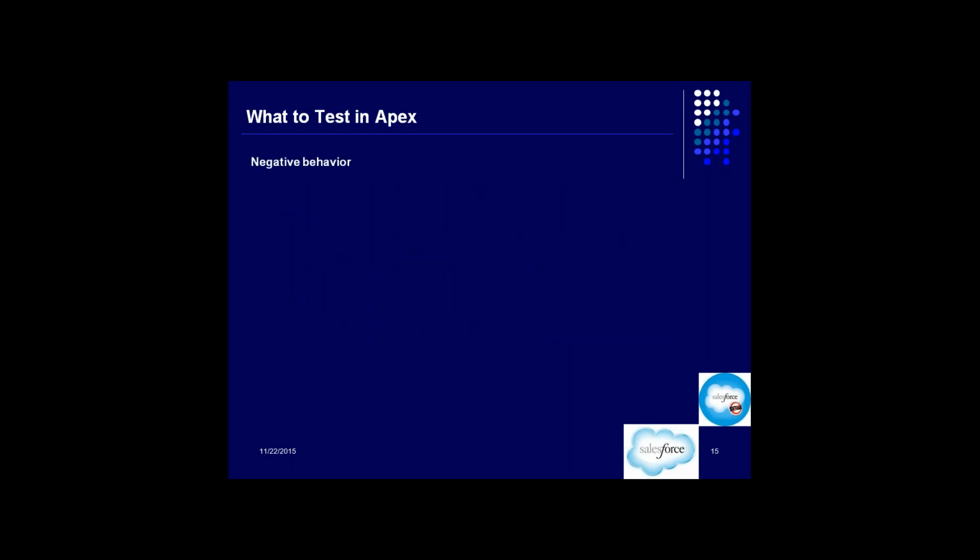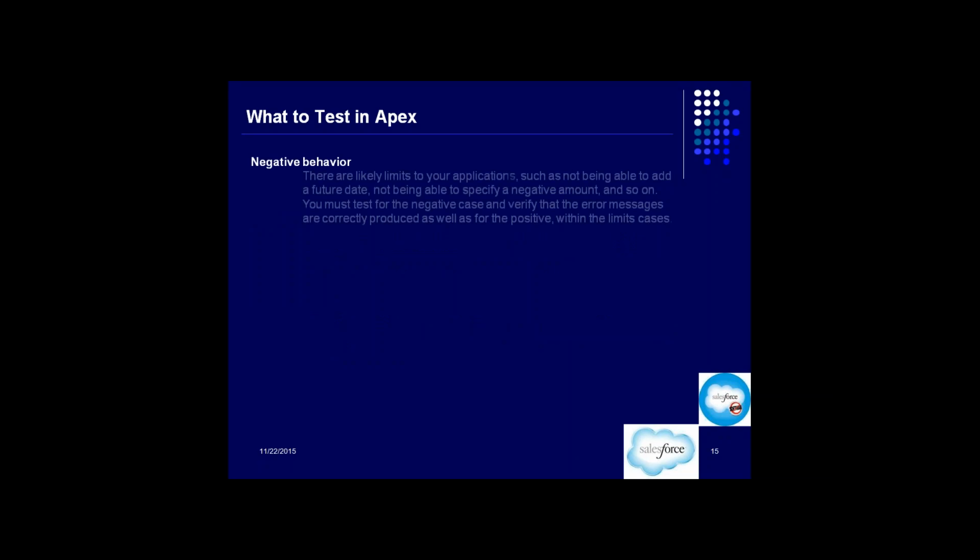You also need to test the negative behavior. What is negative behavior? There are likely limits to your application, such as not being able to add a future date, not being able to specify a negative amount, and so on. You must test for the negative case and verify that the error messages are correctly being produced. Sometimes you try to throw an error, that if industry is this, then this error should be thrown. Correct? That's what we try to do.